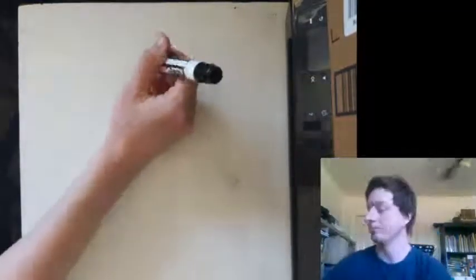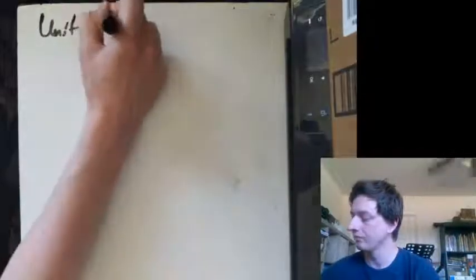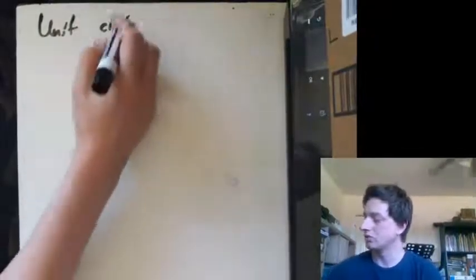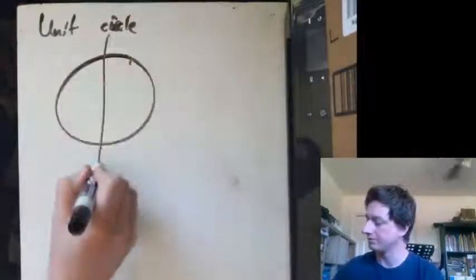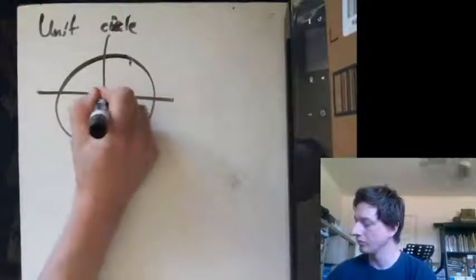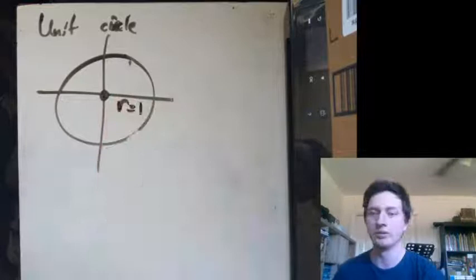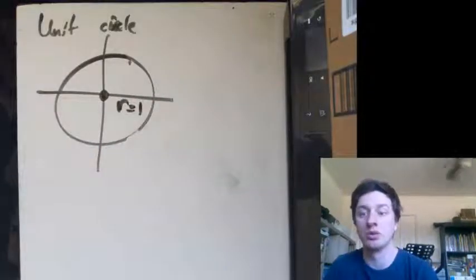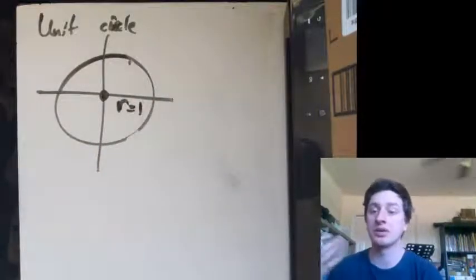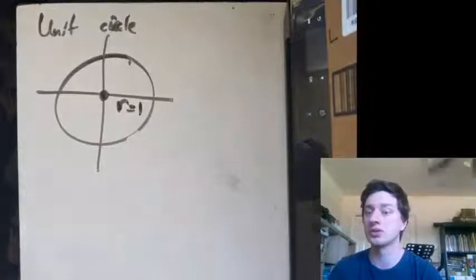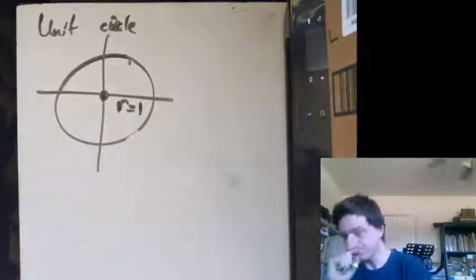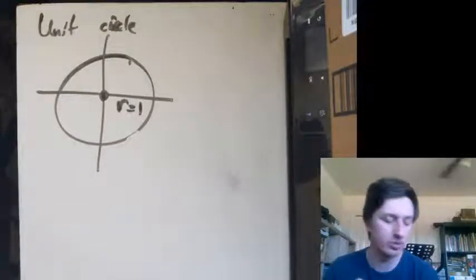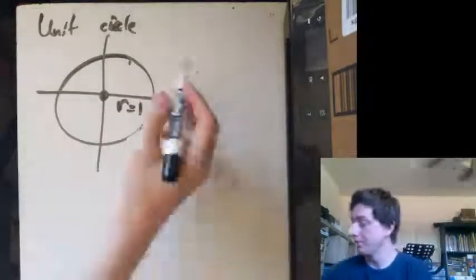That's better. Okay. So we have the unit circle, which is a circle in the coordinate plane where the radius is 1. With a radius of 1. This makes our calculations for coordinates on the unit circle really simple. And it gives us kind of a baseline for some trig functions.